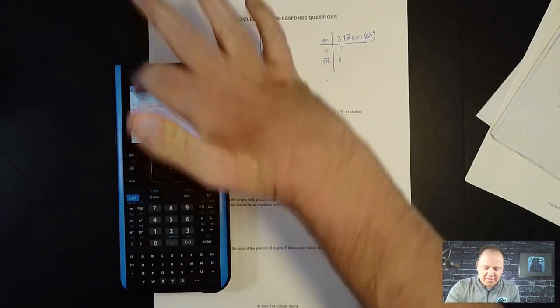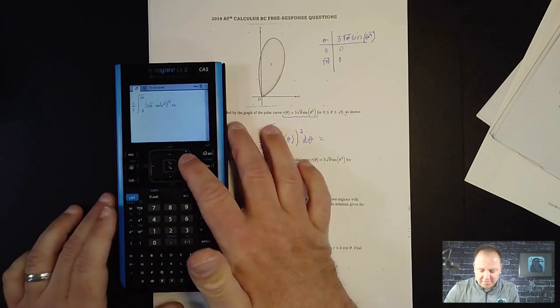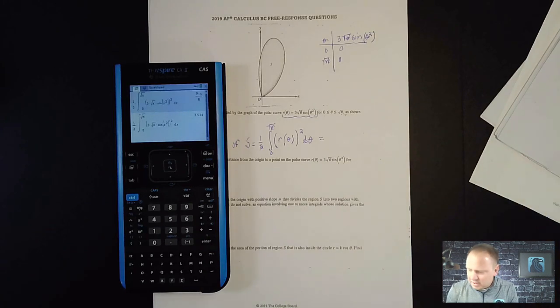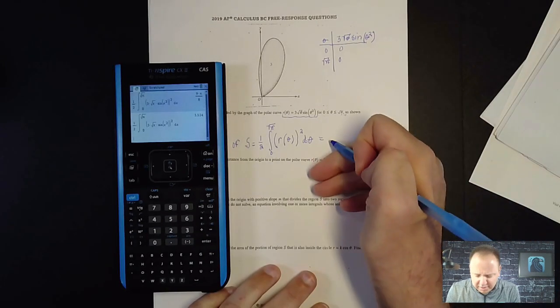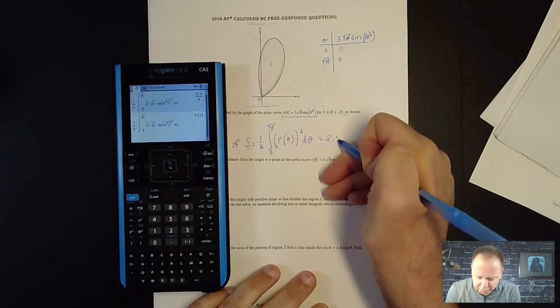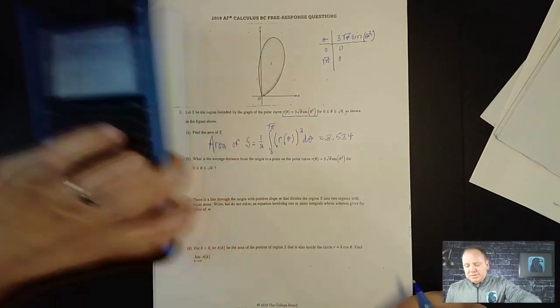So that's half alpha to beta radius squared. Again, my fat fingers strike again. Hit enter. I don't want the exact answer. I want the decimal, 3.534. Pretty simple stuff in my mind.